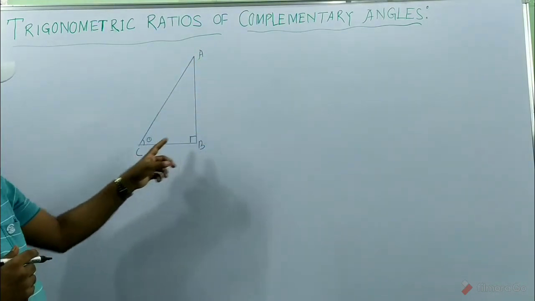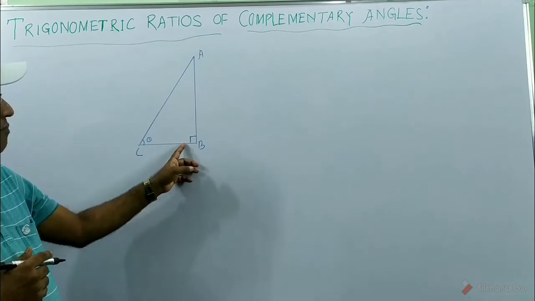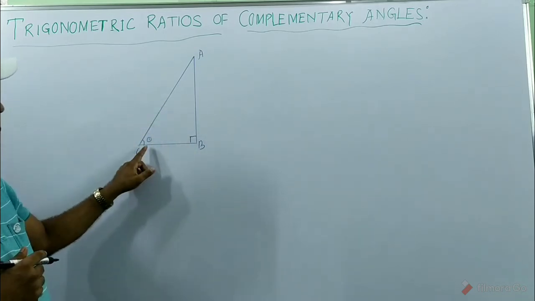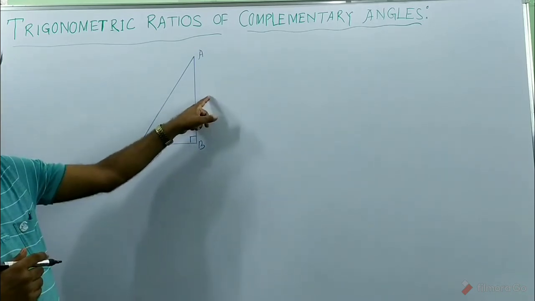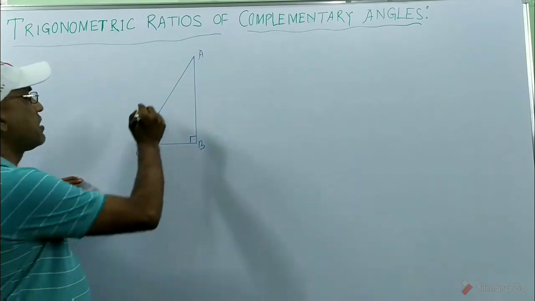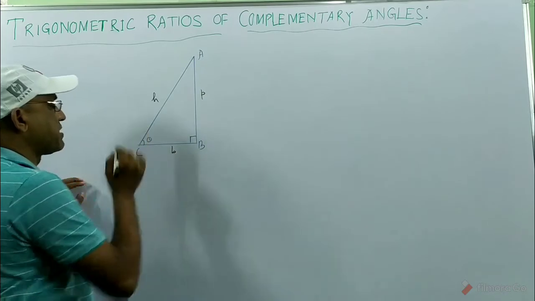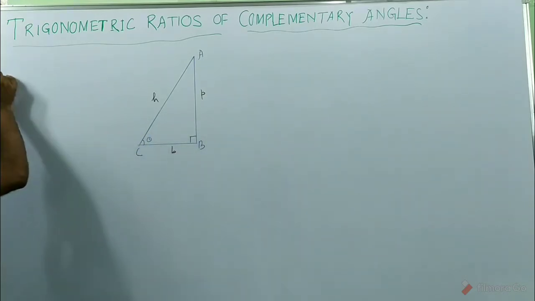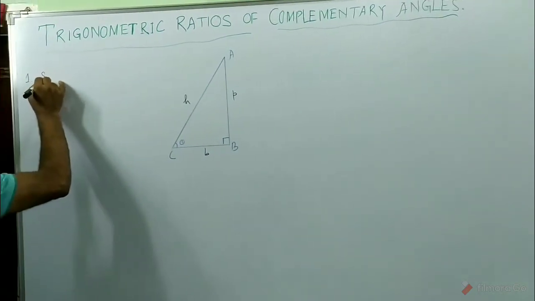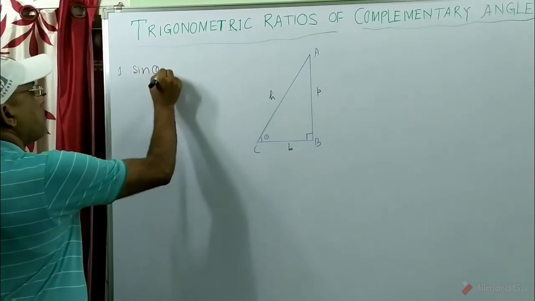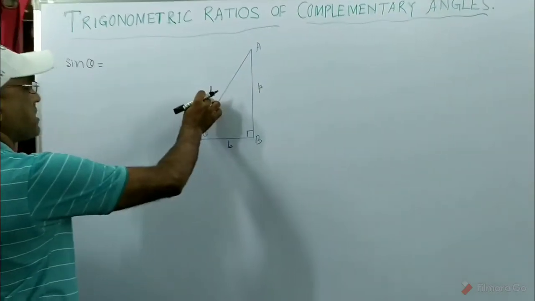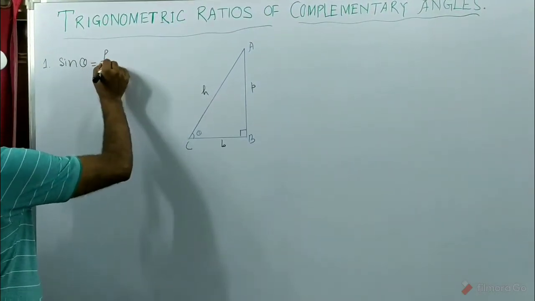ABC is a right angle triangle. This is 90 degrees, so this is the hypotenuse. This angle is theta, and this is the perpendicular, and the remaining side is the base. Now we know these formulas. Sin theta equals P by H.